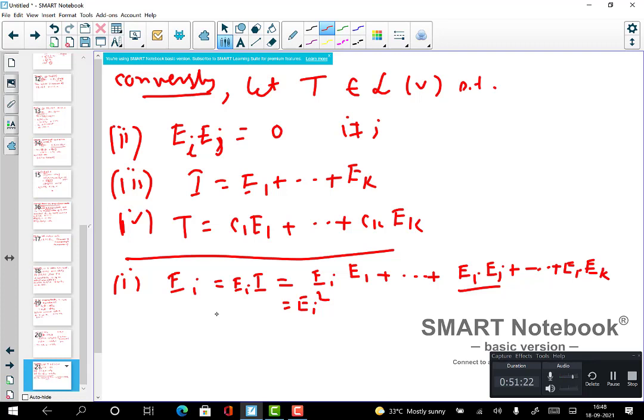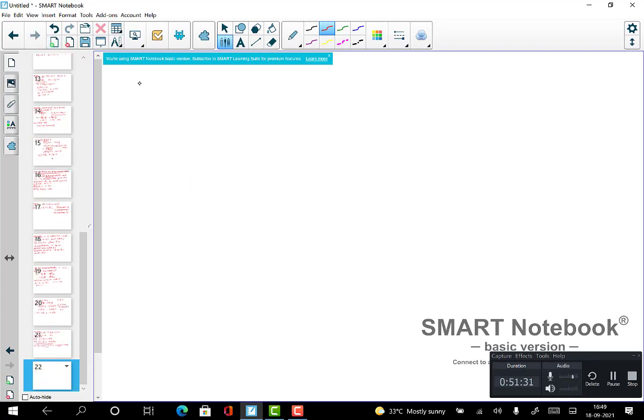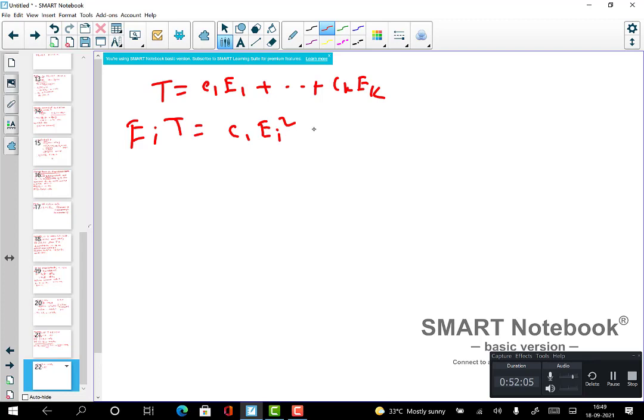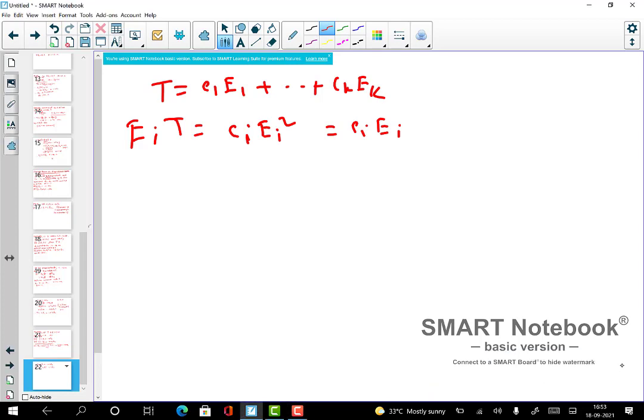Now it is given that T equals c1 E1 plus dot dot dot ck Ek. If it is multiplied by Ei, then what happens? Then you will have Ei T is nothing but ci Ei squared, since other than that everything will be 0. So this is ci Ei. What does that mean? That means the image of T under that can also be written as T Ei equal to ci Ei.